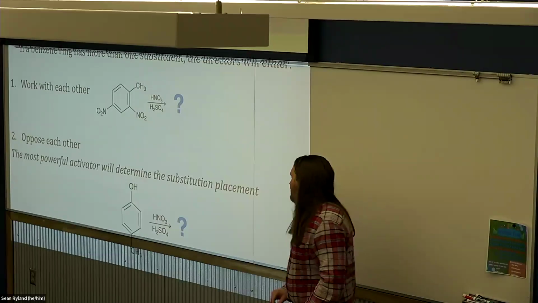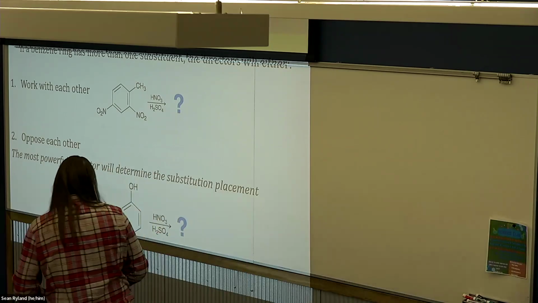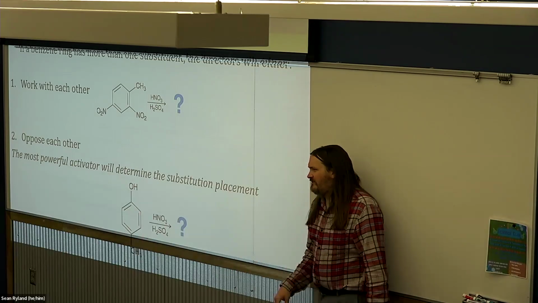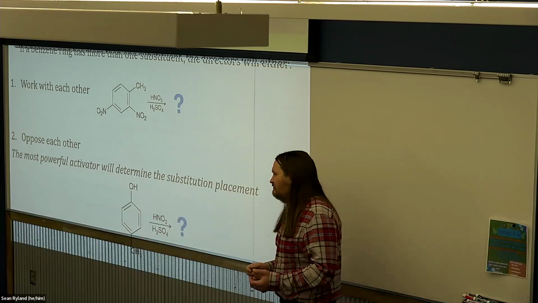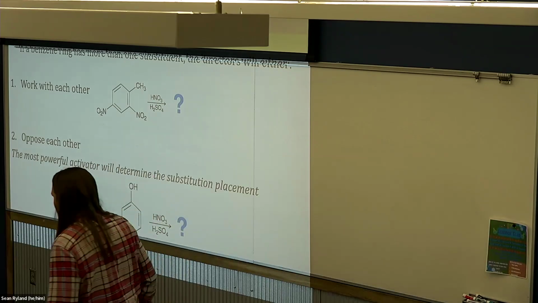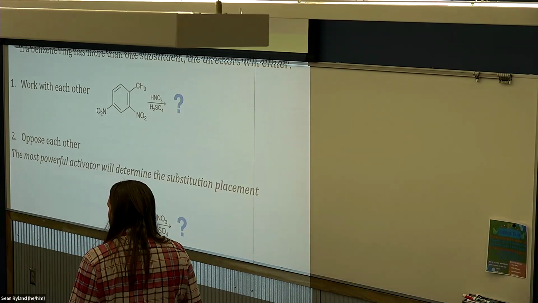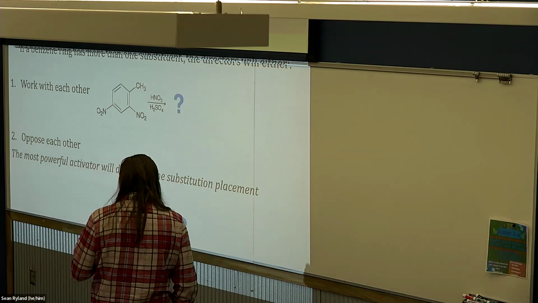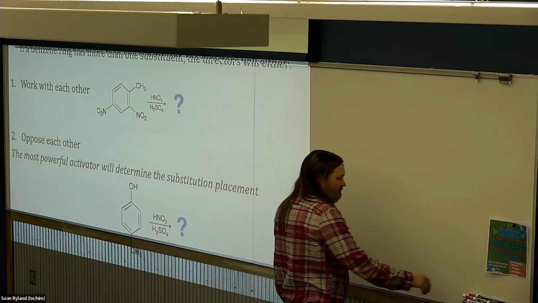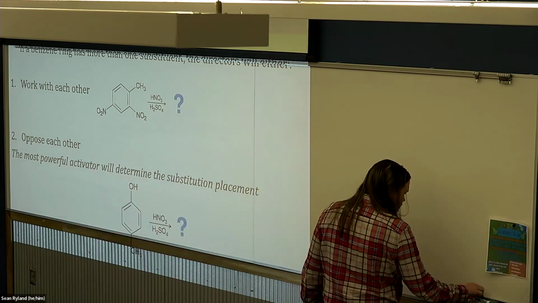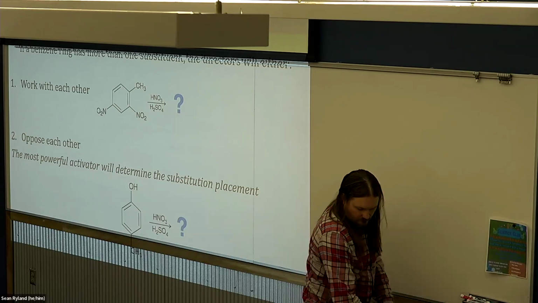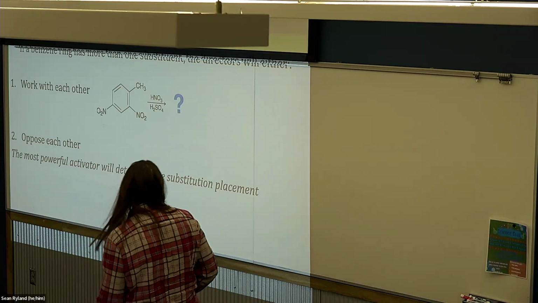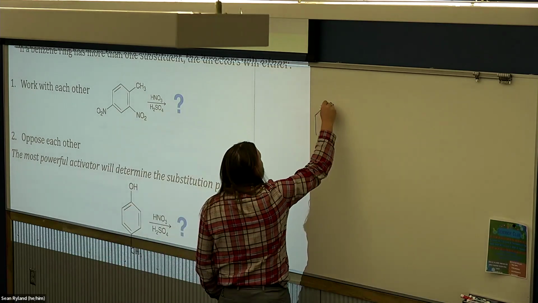There we go. All right, so the most powerful activator is going to determine our substituent placement. So how do we know what the most powerful activator is if we don't have that table sitting in front of us? Well, we kind of already know the habits. We know anything with an X is like a gray area, but if it is like oxygen or carbon, strong. We need it fast.